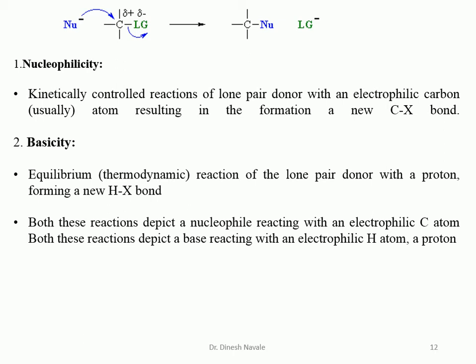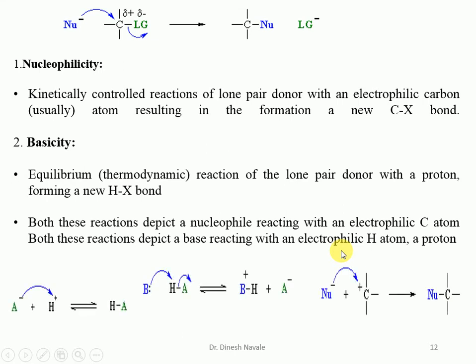Both these reactions involve a nucleophile reacting with an electrophilic carbon atom. In both these reactions, an electrophilic hydrogen atom is going to be abstracted as a proton like this. So this is the A minus which is going to abstract the proton. So this A minus will be termed as what? Base. Whereas in this reaction, this B is going to attack the H.